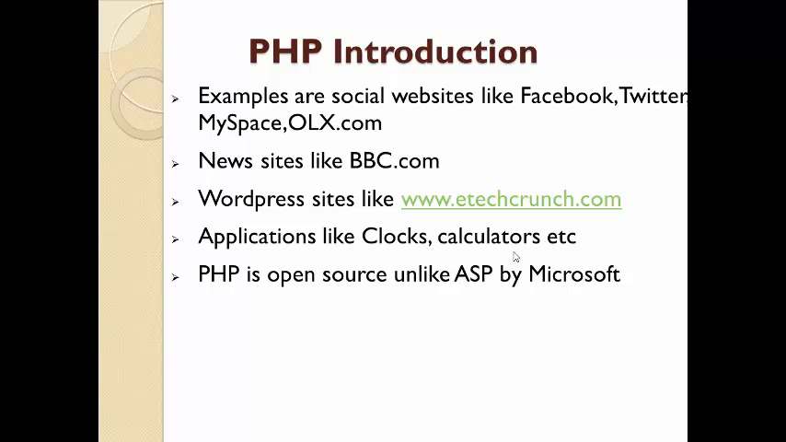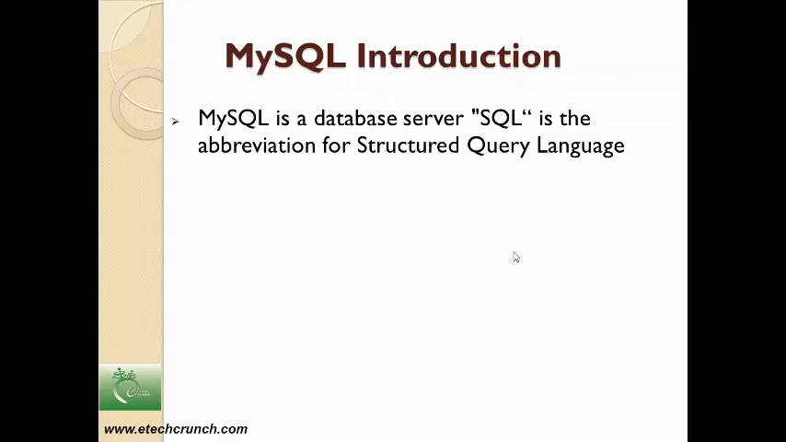WordPress sites like www.techcrunch.com. There is also WordPress PHP coding on the background of this site. You can build small to large scale applications. Small applications may include clocks and calculators, etc. PHP, as I have told you, is open source, unlike ASP by Microsoft.